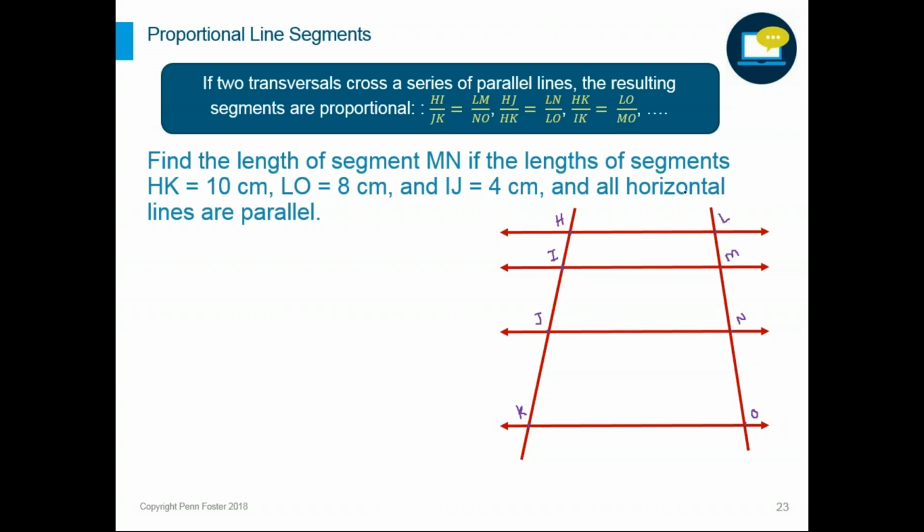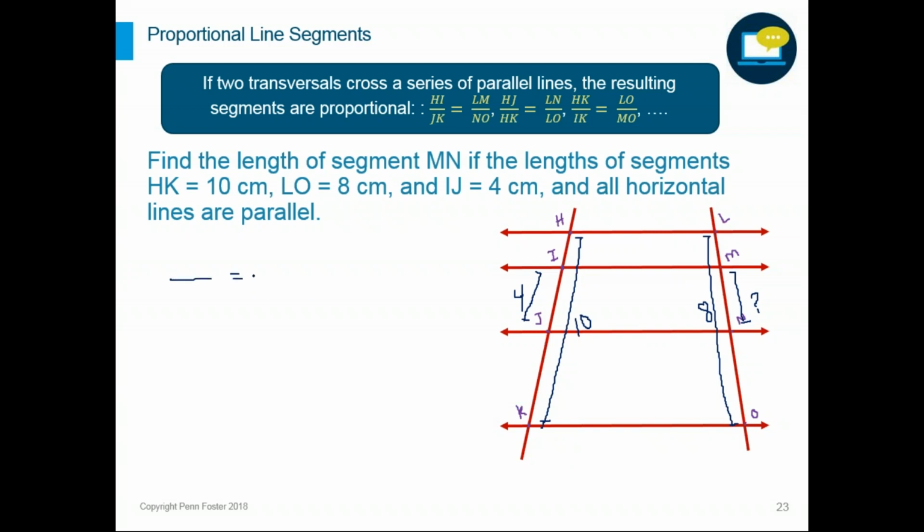Find the length of segment MN. So MN, this one is missing. If the length of the segment HK is 10, LO is given as 8, and IJ is 4, what would be the segment length of this? Given that this is a system of parallel lines cut through by transversals, that would make the segments similar. Again, the word similar means equal fractions.